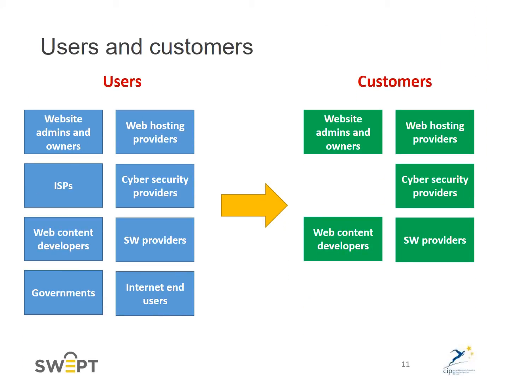Okay, so who's actually going to use SWEPT? Within the project, we defined 8 types of stakeholders. 5 of these stakeholders we then defined as customers. These are potential end users of the SWEPT product. These customers we defined as website admins and owners. These are people that would want to install SWEPT to be able to protect their own websites.